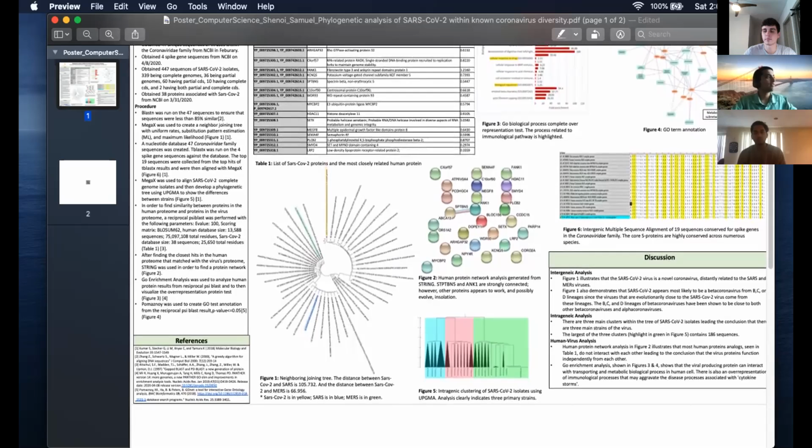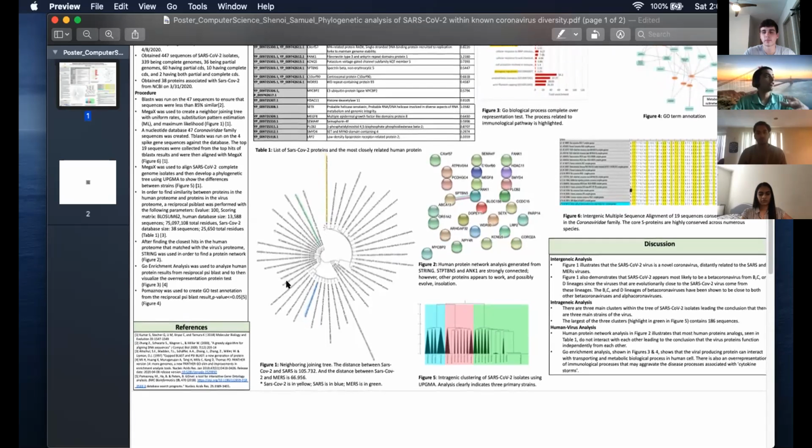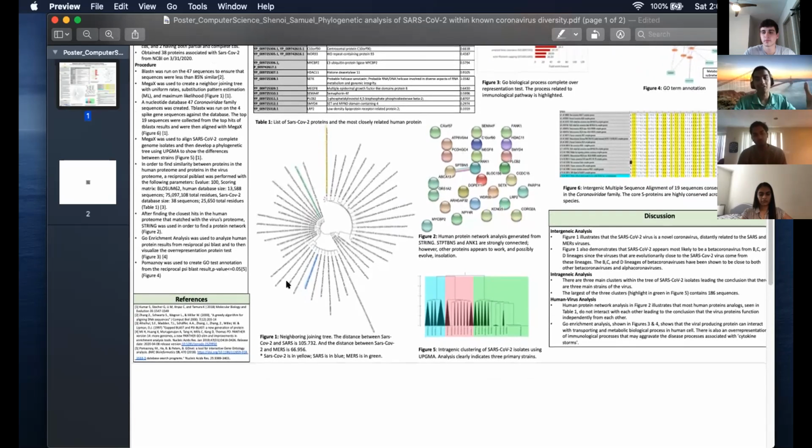And then we obtained 447 sequences for the intragenetic analysis. Those were all SARS-CoV-2 isolates. And finally, we obtained 38 proteins associated with SARS-CoV-2 from NCBI for our protein analysis.